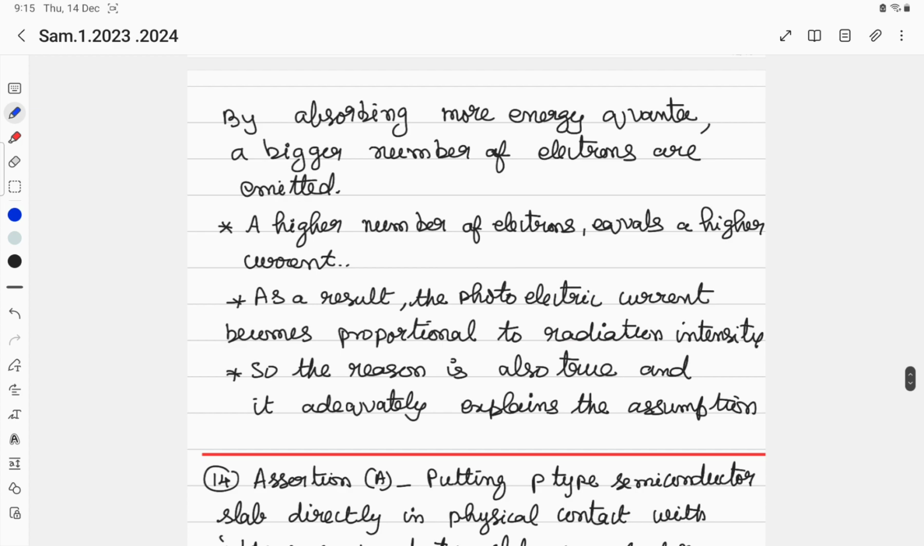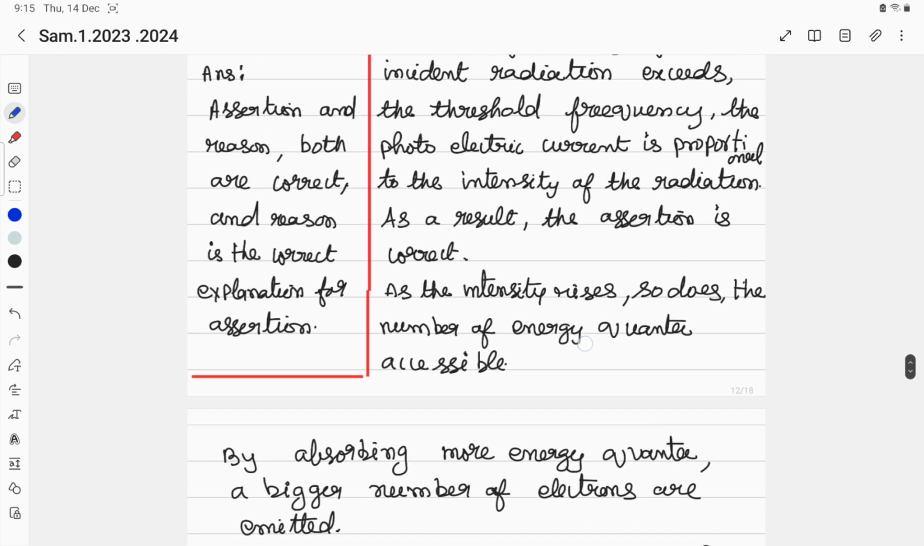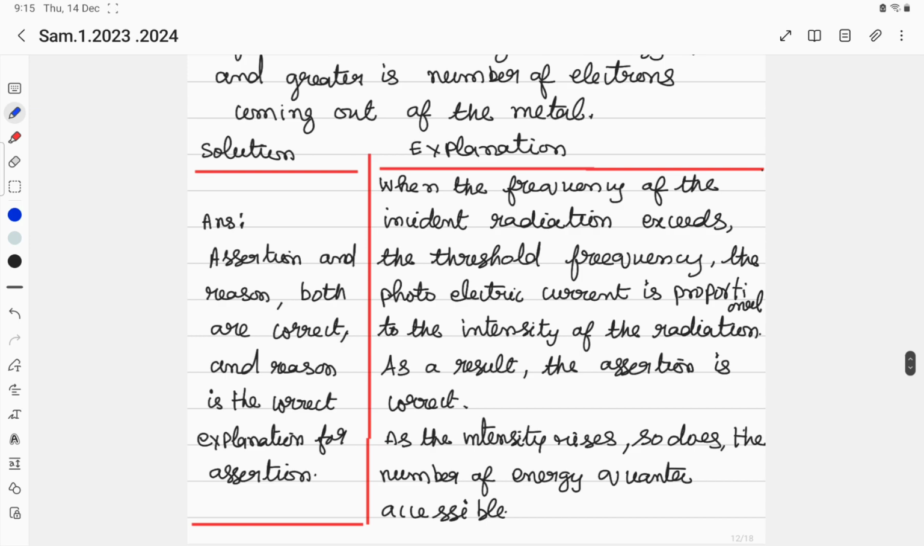A higher number of electrons equals a higher current. As a result, the photoelectric current becomes proportional to the radiation intensity. So, the reason is also true and it adequately explains the assertion. Therefore, answer: assertion and reason both are correct and reason is the correct explanation for assertion.